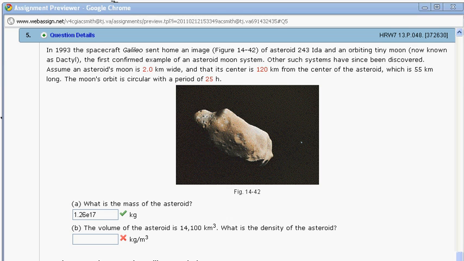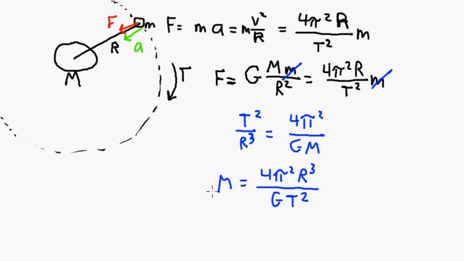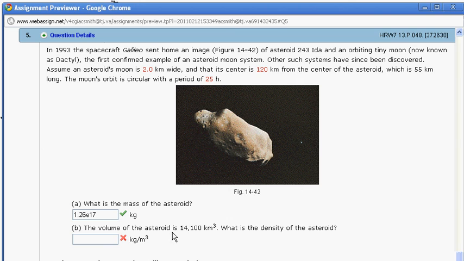So now the volume is 14,100 kilometers cubed. What's the density? The relationship between volume, density, and mass is that density is mass divided by volume, right? But let's remember here that they're giving the volume not in meters cubed, but in kilometers cubed.